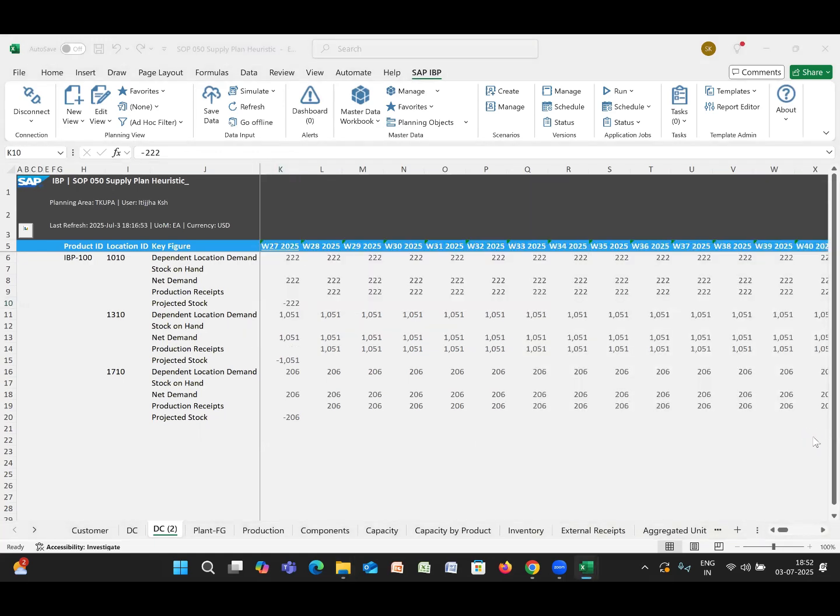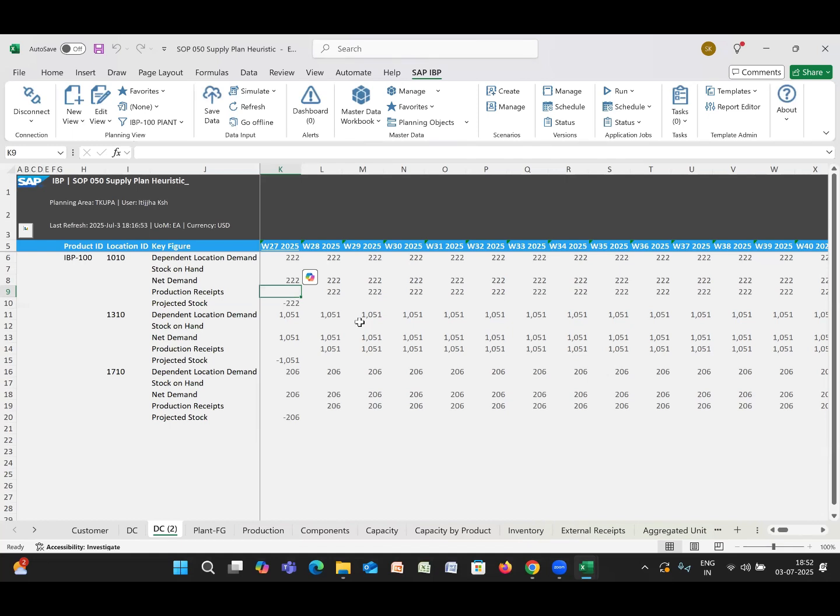Because we don't have stock on hand, stock on hand is zero. Stock on hand minus dependent demand will give you negative projected stock. We don't have stock, correct? Yeah, we don't have stock. And we don't have a receipt, so receipt is also blank.